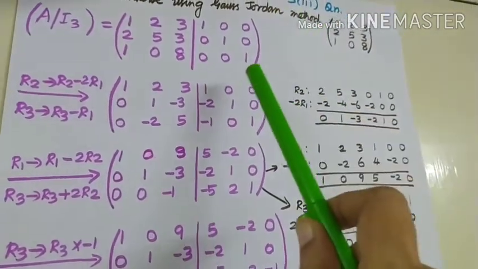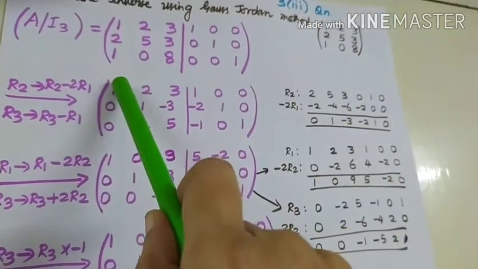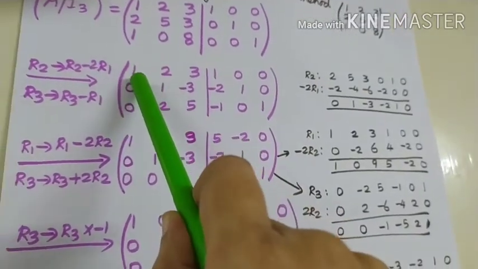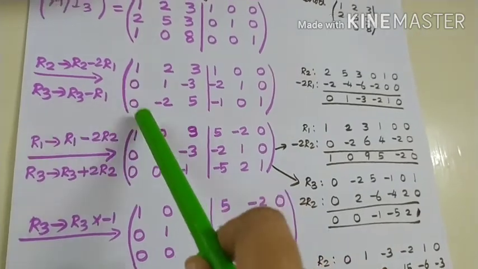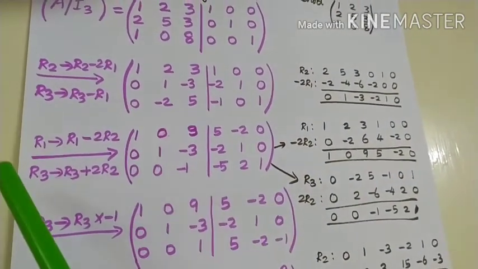So what is my first step? Bringing 1 in the first row. Here already 1 is there. So that step is to be ignored. I want to bring zeros, means remember row reduction method, almost the same pattern.